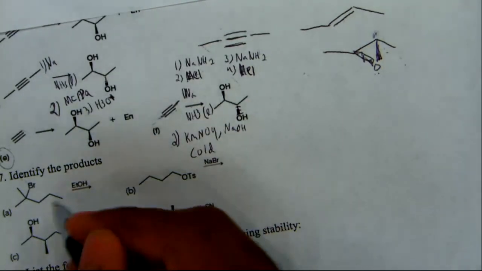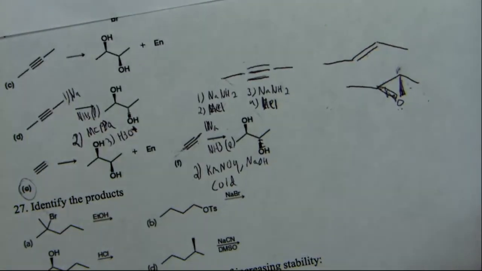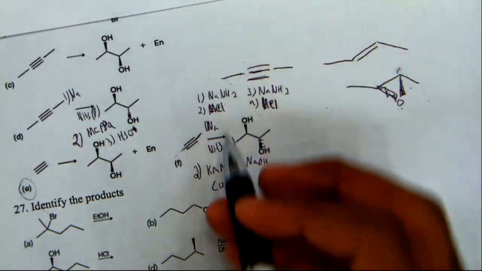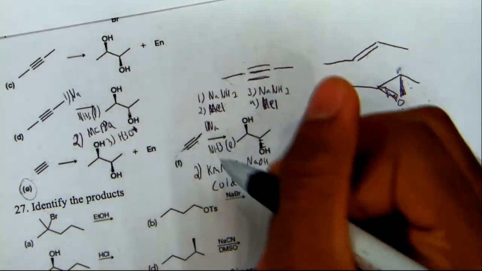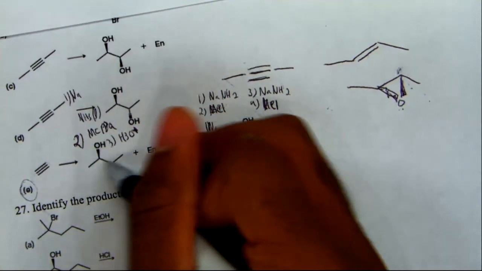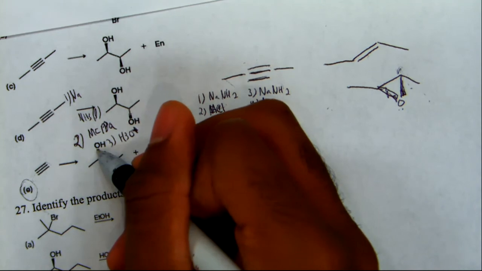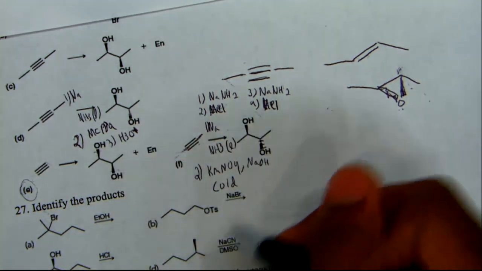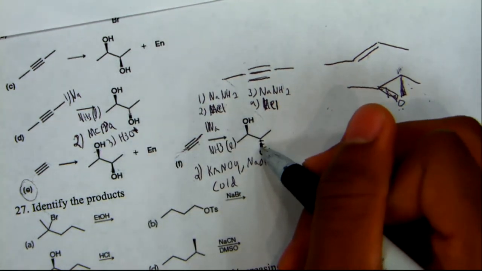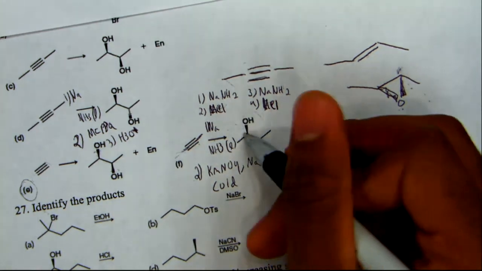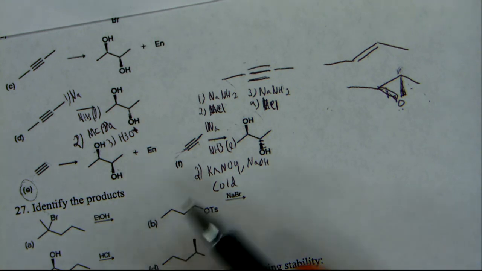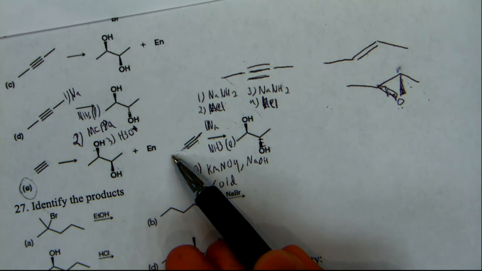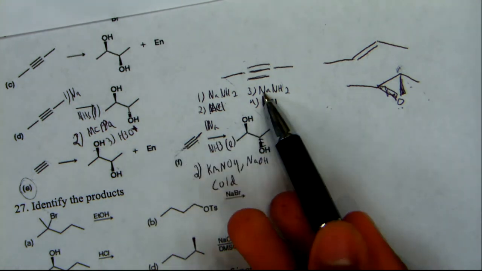For the fifth step. For which one, E or F? Because for E, I didn't realize that these were supposed to be anti. So use KMnO4, NaOH cold to give you syn. These are both the same. But to give you anti, you need MCPBA, H3O plus to give you anti for these ones. Yes, because that added a methyl to one side of this alkyne, and then this one added the other methyl.